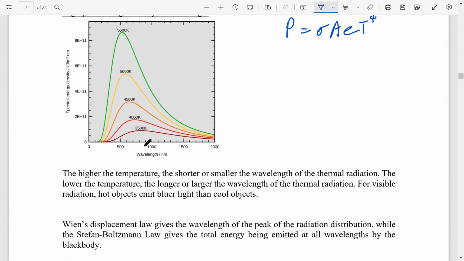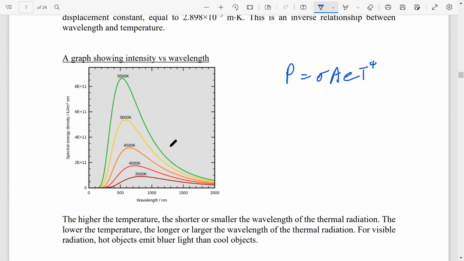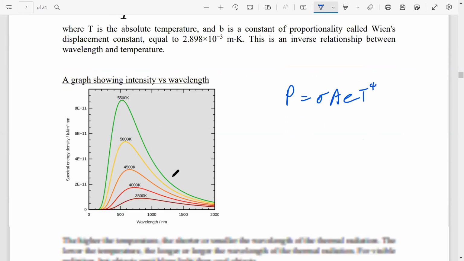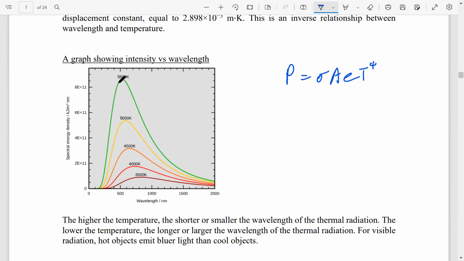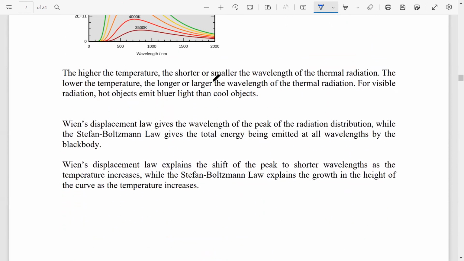So this law tells you that for a certain temperature, within the range of infrared, which wavelength will be the largest. You can see from this graph that at this particular temperature, 5,500 kelvins, the largest wavelength in terms of intensity is here, and then it tends towards the right as the temperature goes cooler and cooler. So hotter temperatures mean smaller wavelength, and lower temperature means higher wavelength.